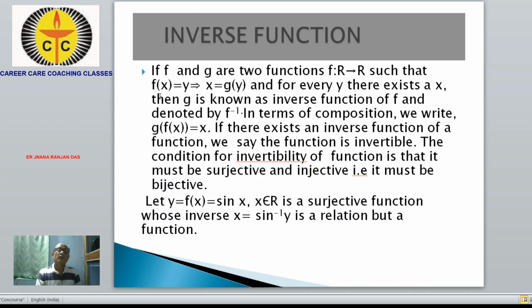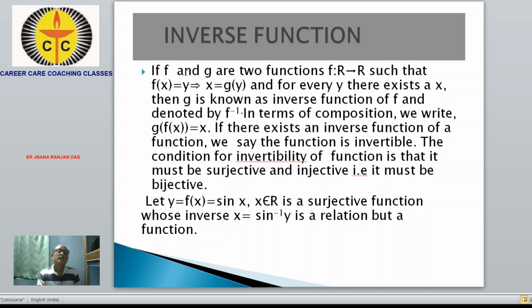Then we'll go to another thing, that is the inverse function. So, inverse of a function. A function is invertible if its inverse exists. So what is the inverse?